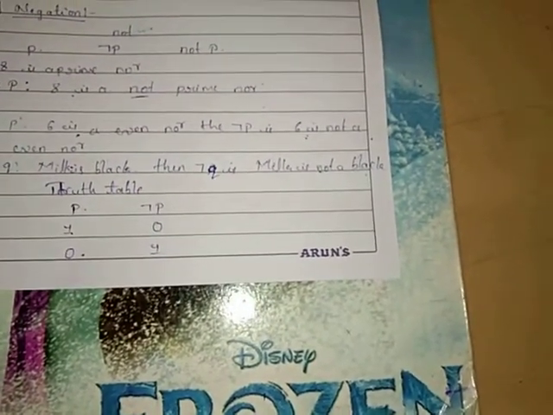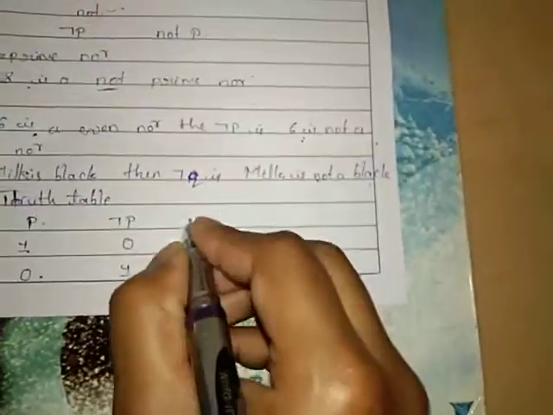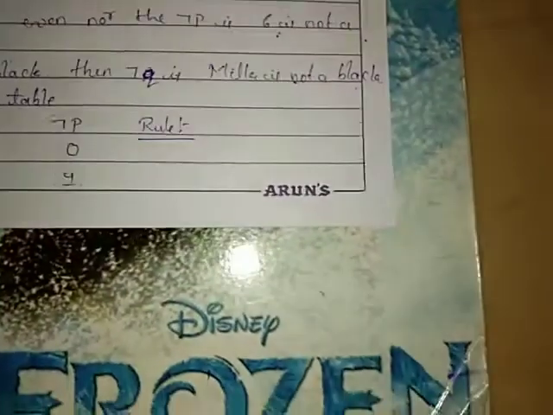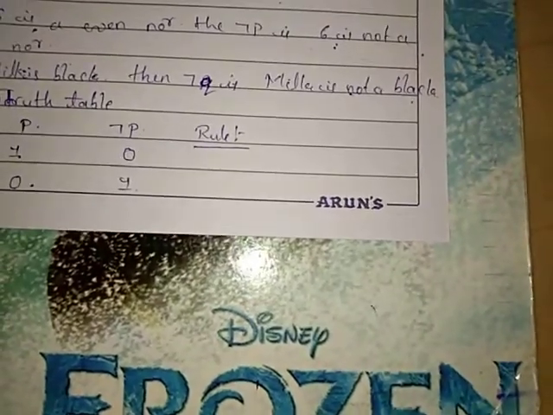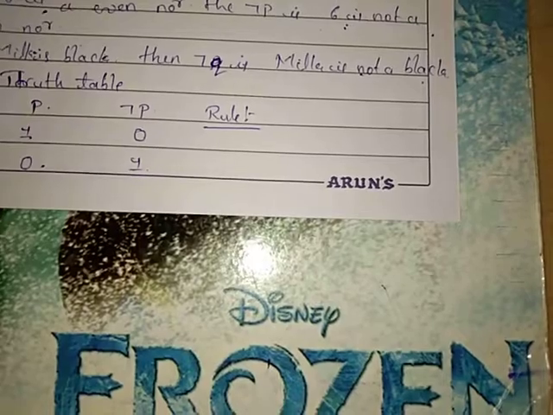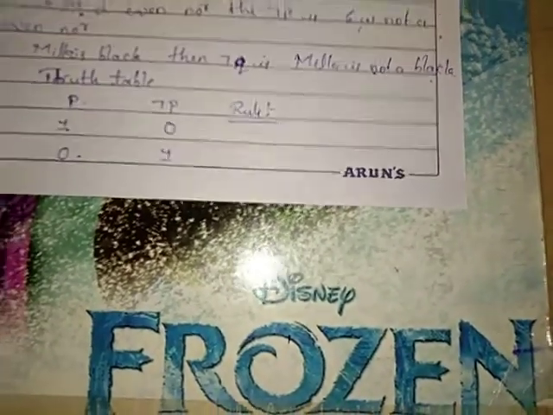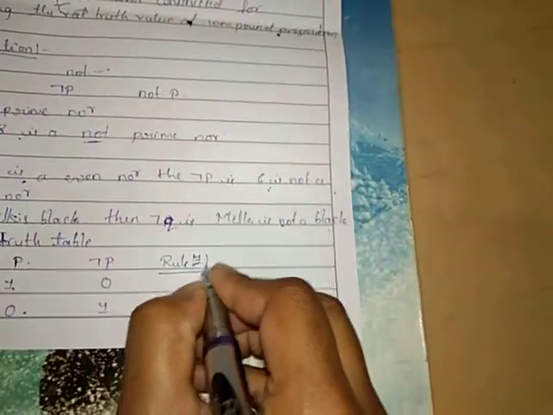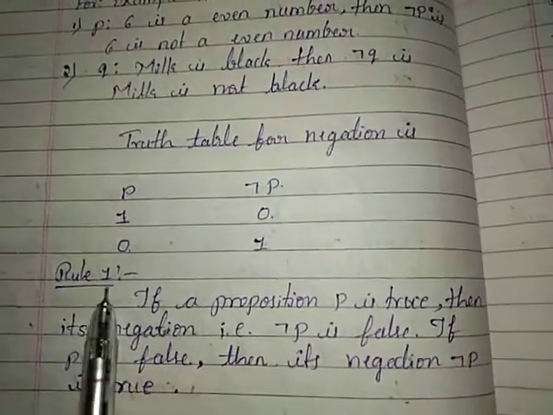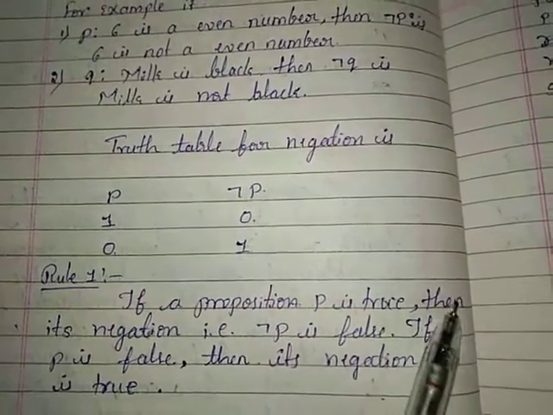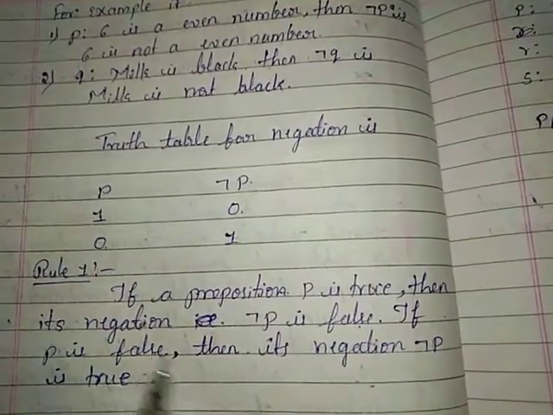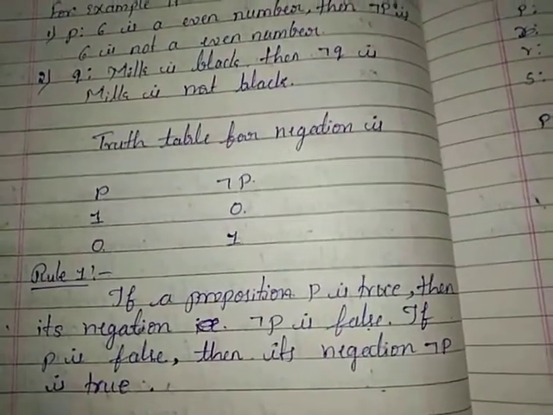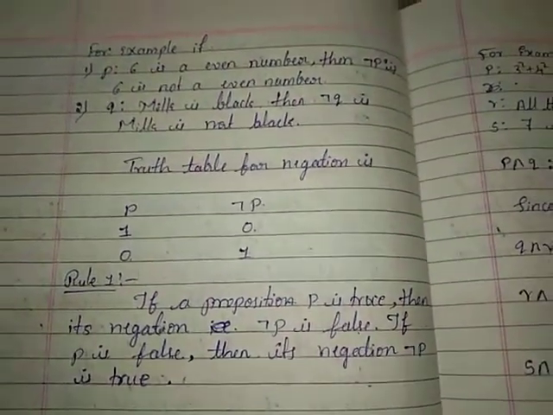So that is the negation of a statement, and we also call it rule 1. Rule 1 states that if a proposition P is true, then its negation is false. If P is false, then its negation is true. That is the rule 1 based on negation.